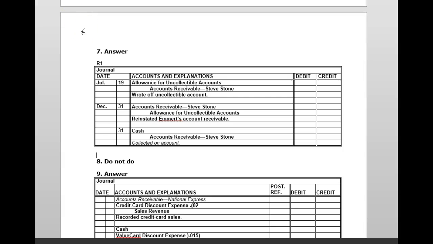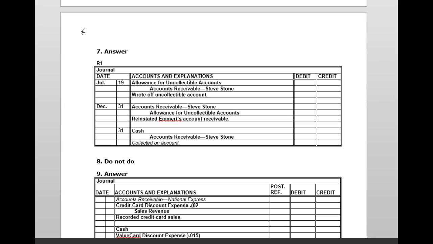Okay, here's number 7, and now we are going to show how this plays out if somebody, first of all, you write them off, and then they decide to pay, and you have to put it back in. Now, this is using an allowance account. If you were using direct write-off, it would not be this easy.